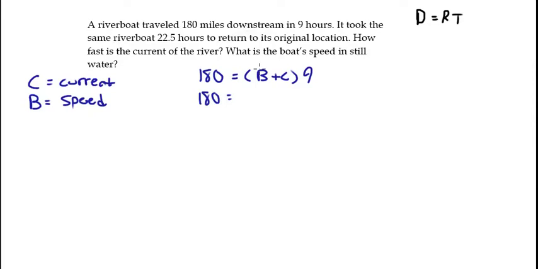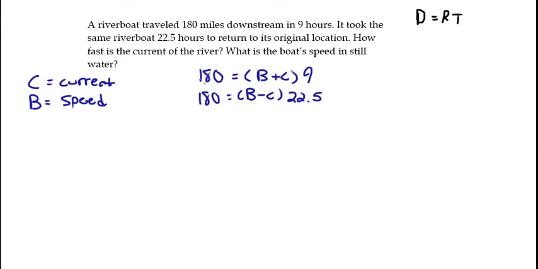Now think of it, it's going against the current. It can't be b plus c because the current is making it slower, right? If I'm going against the current, it's definitely not going to help me. So in this case, b minus c would be our rate, and the time it took would be 22.5. And these times make sense. If I'm being helped along by the current, it should take less time than if the current is pushing against me. So now we've got our 2 equations, and it's up to you how we solve them.